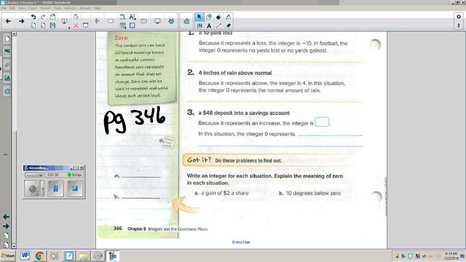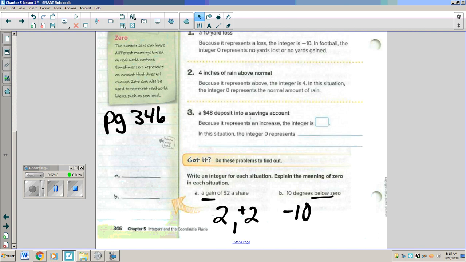Since we've already completed the introductory lesson to integers, turn your book to page 346. Let's go ahead and get started with some of the practice problems. On the bottom of 346, we're going to write an integer for each situation. A gain of $2 a share. Gain would be positive, so the answer would be 2. Once again, you can write plus 2, but you don't need to. 10 degrees below 0. We felt that before. Below 0, that would be negative 10.